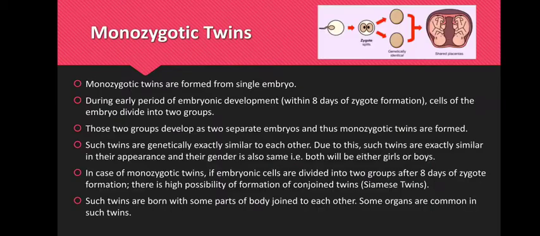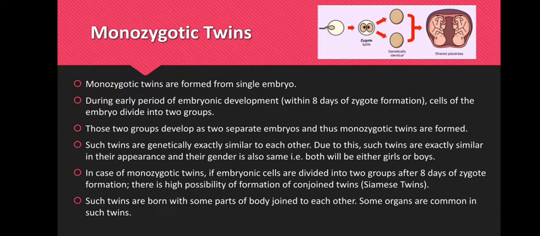As the name itself suggests, the monozygotic twins are formed from a single embryo. Can you please see in the diagram? The embryo which is formed is only one, right? Then during the early period of embryonic development, that is within 8 days of zygote formation, cells of the embryo divide into two groups. These two groups will develop as two separate embryos, and thus monozygotic twins are formed.